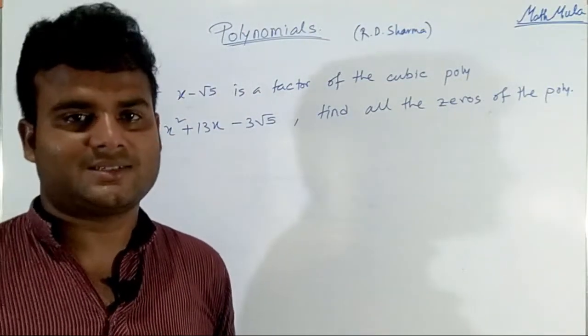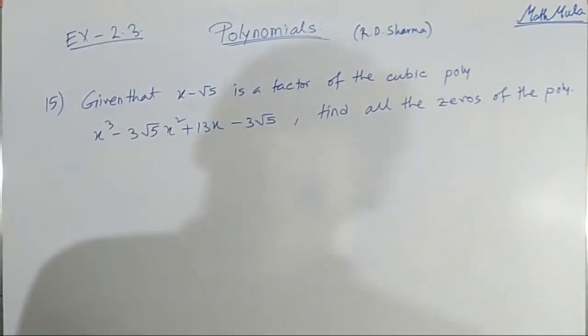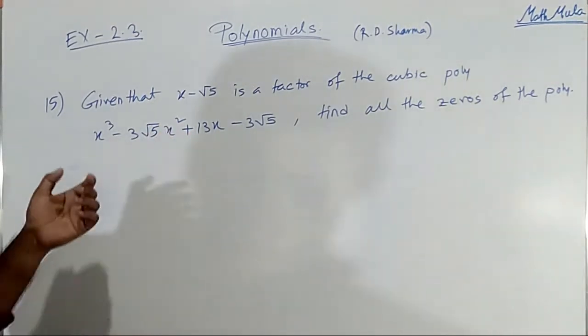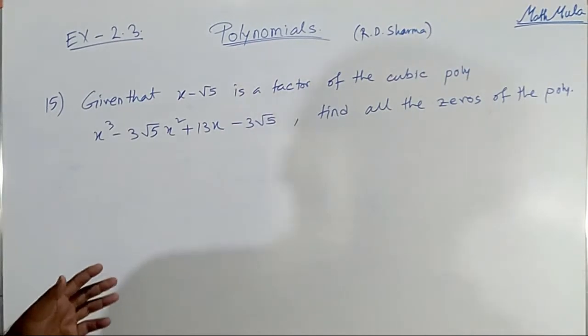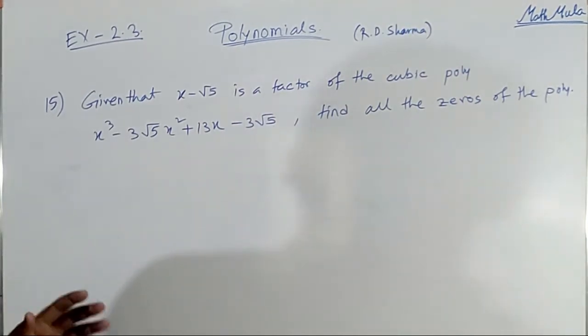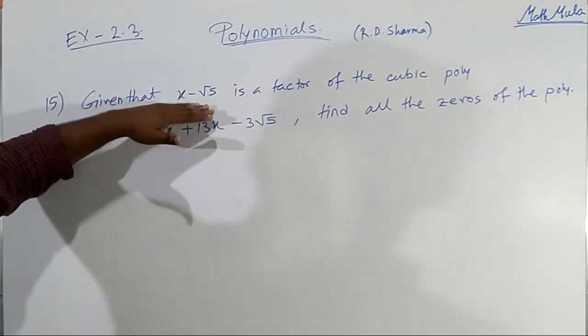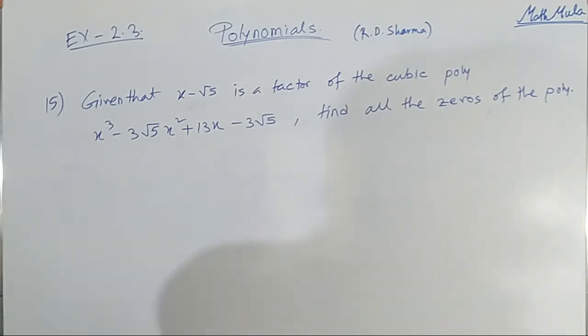Now we solve the last sum, sum number 15. Given that x minus root 5 is a factor of the cubic polynomial x cube minus 3 root 5 x square plus 13x minus 3 root 5. Find all the zeros of the polynomial. One zero of the given polynomial is given, so you have to find the other two zeros.